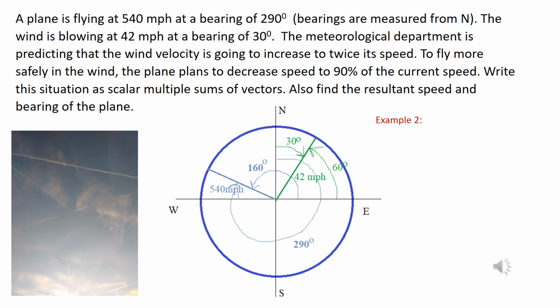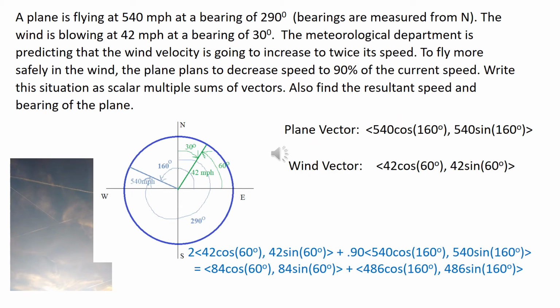The wind is blowing at 42 miles per hour at a bearing of 30 degrees. The meteorological department is predicting that the wind velocity is going to increase to twice its speed. To fly more safely in the wind, the plane plans to decrease its speed to 90% of the current speed. Write this situation as a scalar multiple of sums of vectors. Also find the resultant speed and bearing of the plane, given that it's adjusted for the wind.